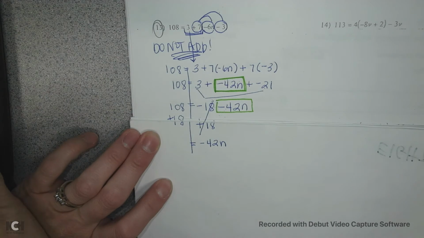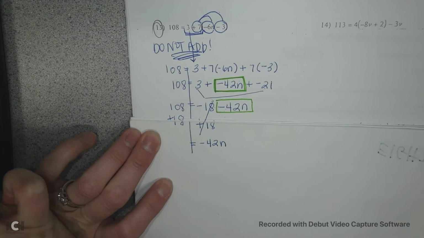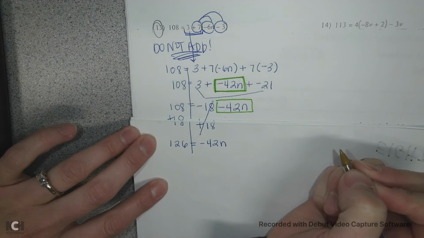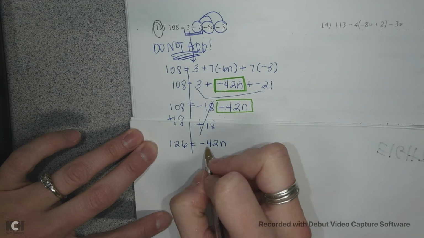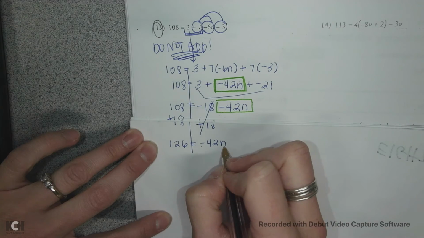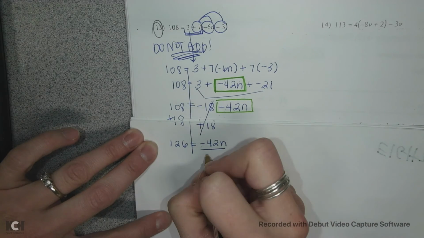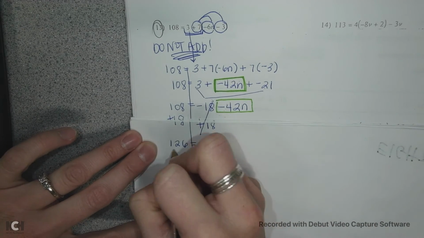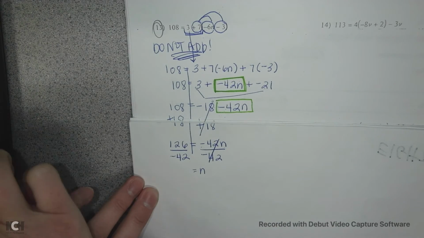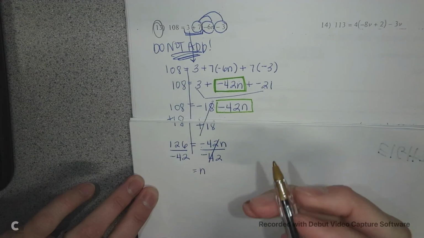I'm so sorry about how crazy it looks. 108 plus 18 is 126. And then our last step is to get this n by itself. Since the negative 42 is getting multiplied by the n, we have to do the opposite. So we're going to divide each side by negative 42, and our n equals negative 3.